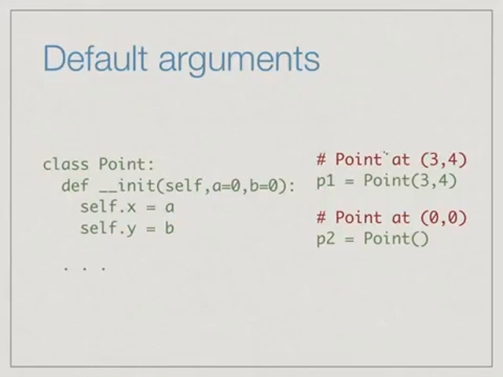So for instance, if we want a point at a specific place, 3, 4, we would invoke this class. We'll create an object by passing the arguments 3, 4. But if we don't pass any arguments, like p2, then we get a point at the origin.